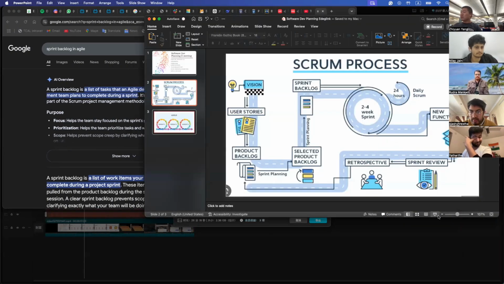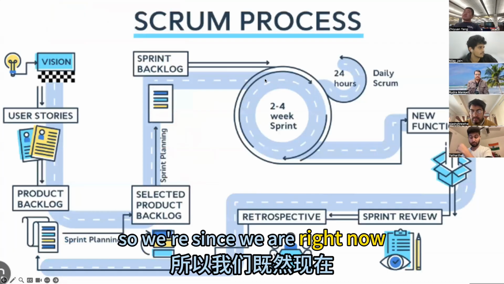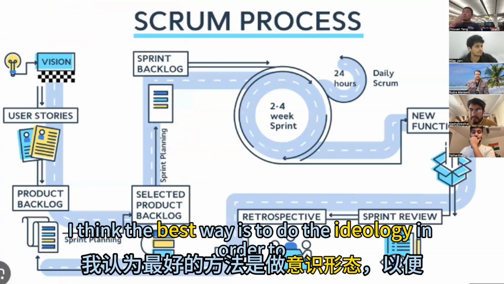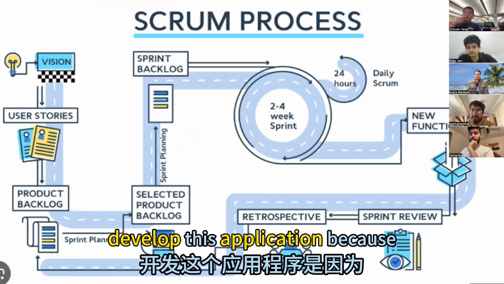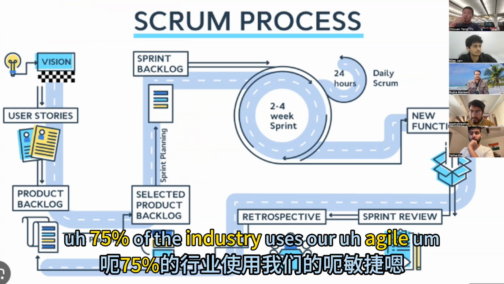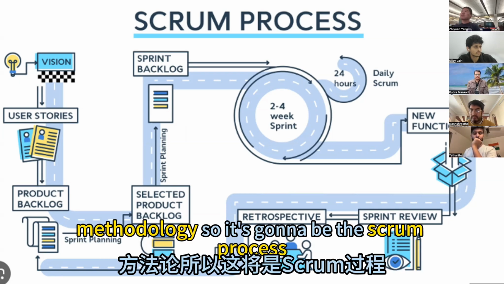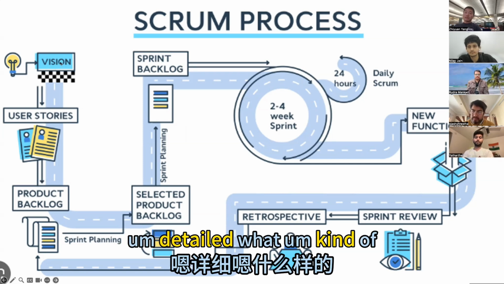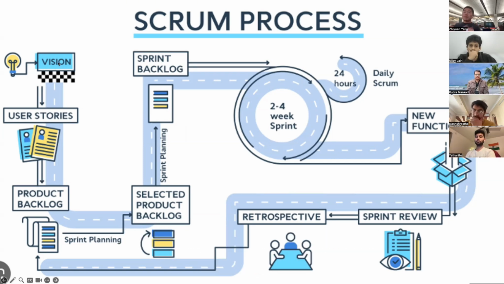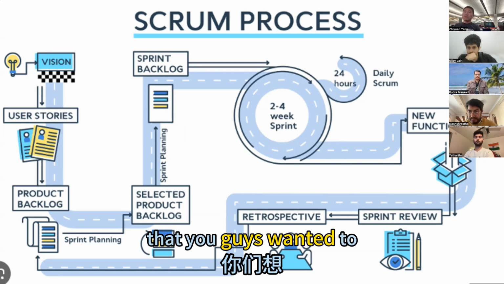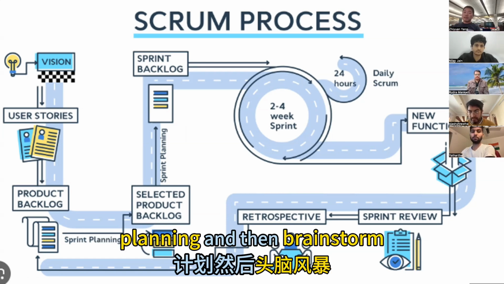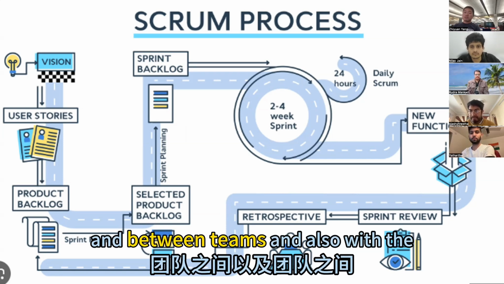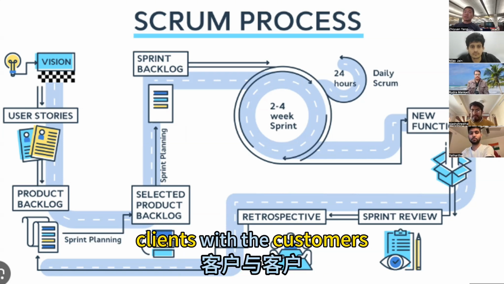Okay. So right now, I think the best way to develop this application is the Agile methodology, because the last times we already talked about how 75% of the industry uses Agile methodology. So it's going to be the Scrum process, which includes the vision and the detailed functionality that you wanted to develop. This involves planning and brainstorming between teams and also with the clients, with the customers.